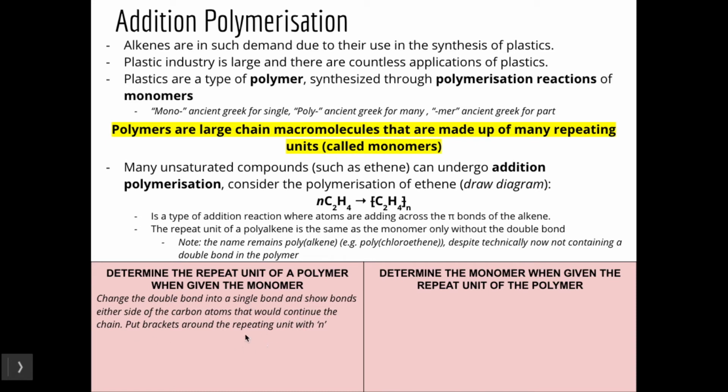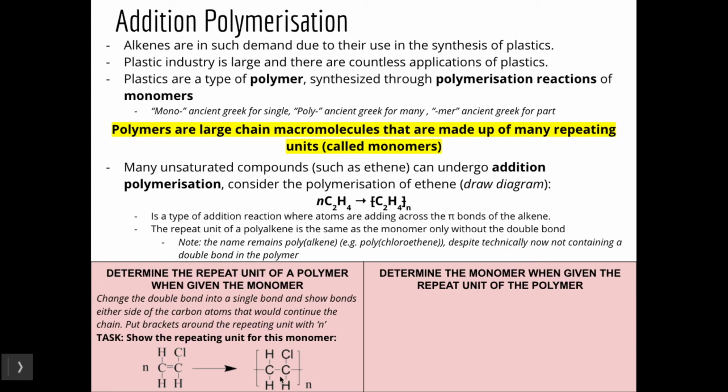Put brackets around the repeating unit with N. For example, why don't you have a go at this based on the diagram that I just drew before? This is the exact one that I just did before, so hopefully you're paying attention. If we have this chloroethene, and that's our monomer, what would the repeat unit look like? It would look like this.